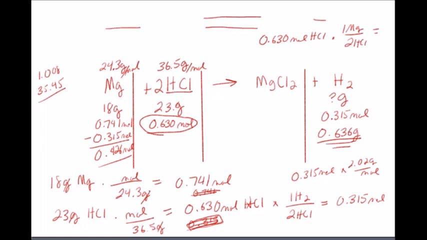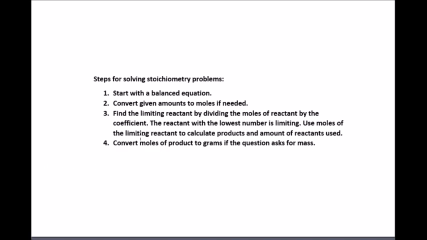In summary, let's go back through the steps that we did to solve these problems. First of all, we want to start with a balanced equation. Second of all, if you're not given moles, you need to convert everything to moles. Do not work with grams or any other mass. You have to convert it to moles. Then number 3, if you need to, find the limiting reactant by dividing the moles of the reactant by the coefficient. Then you take the reactant with the lowest number. It's the limiting reactant, and you use it to calculate the products and the amounts of the reactants used. Then, of course, the last step is if the question wants mass, you have to convert your moles of product to grams.